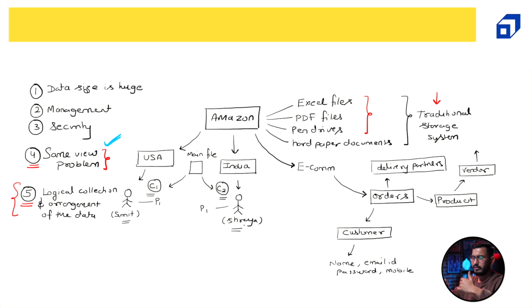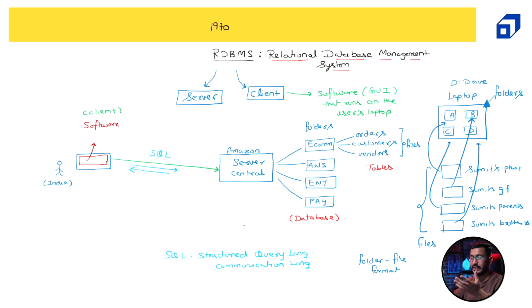Let me just quickly summarize because you must be feeling confused now. So let's quickly summarize everything. We started discussing what problems the company would face if they preferred using a traditional storage system. The two major problems we came up with were the same view problem, how to make the same data available to everyone who wanted to query it, and the second problem, the logical collection and arrangement of the data. How to logically preserve the data so that it is easy to input and easy to retrieve. We started discussing the solution, and the solution was RDBMS.